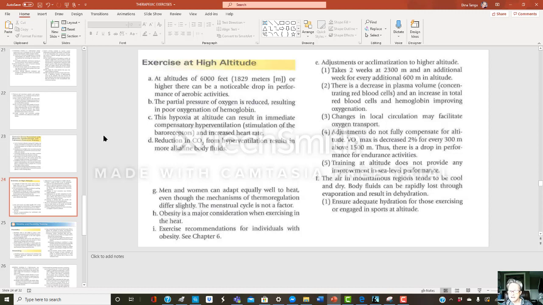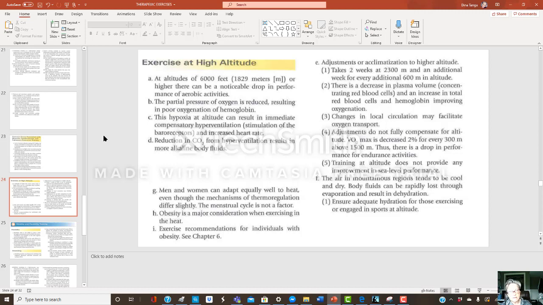The air in mountainous regions tends to be cool and dry. Body fluids can be rapidly lost through evaporation and result in dehydration. Ensure adequate hydration for those exercising or engaged in sports at altitude.